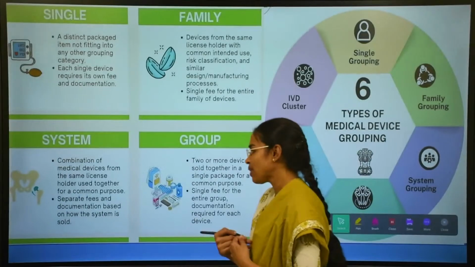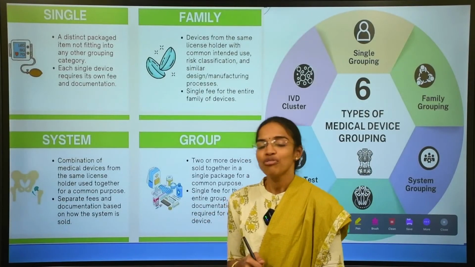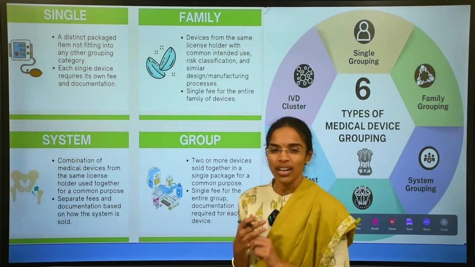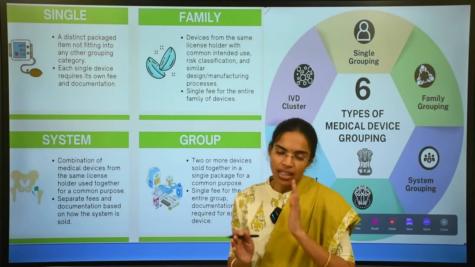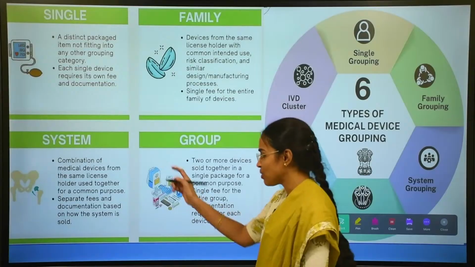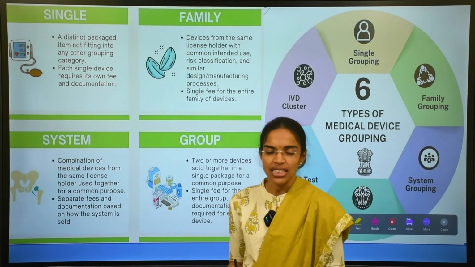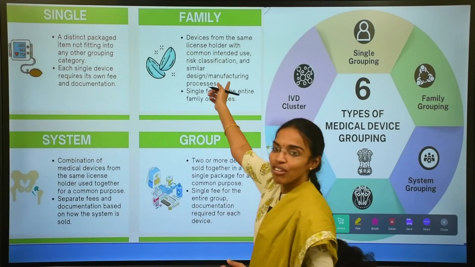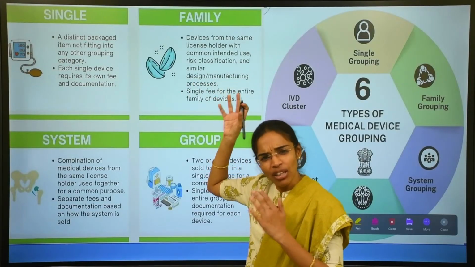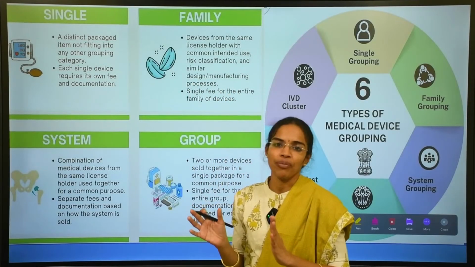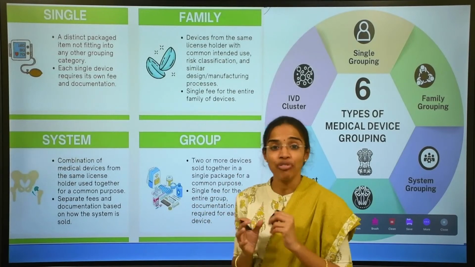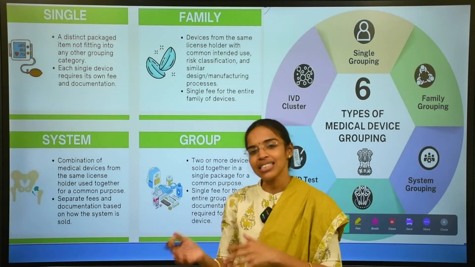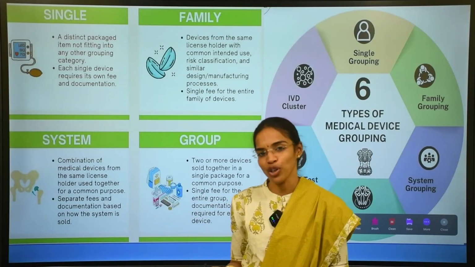Next is the system. A combination of medical devices from the same license holder for a common purpose may not share a common intended use or risk classification, but it is used for a common purpose. Then it can be classified as a system, but it has a separate fee and documentation. So when the grouping is a family, they fall under the same fee category. When the grouping is a system, they fall under a separate fee category, with separate fee and separate documentation.